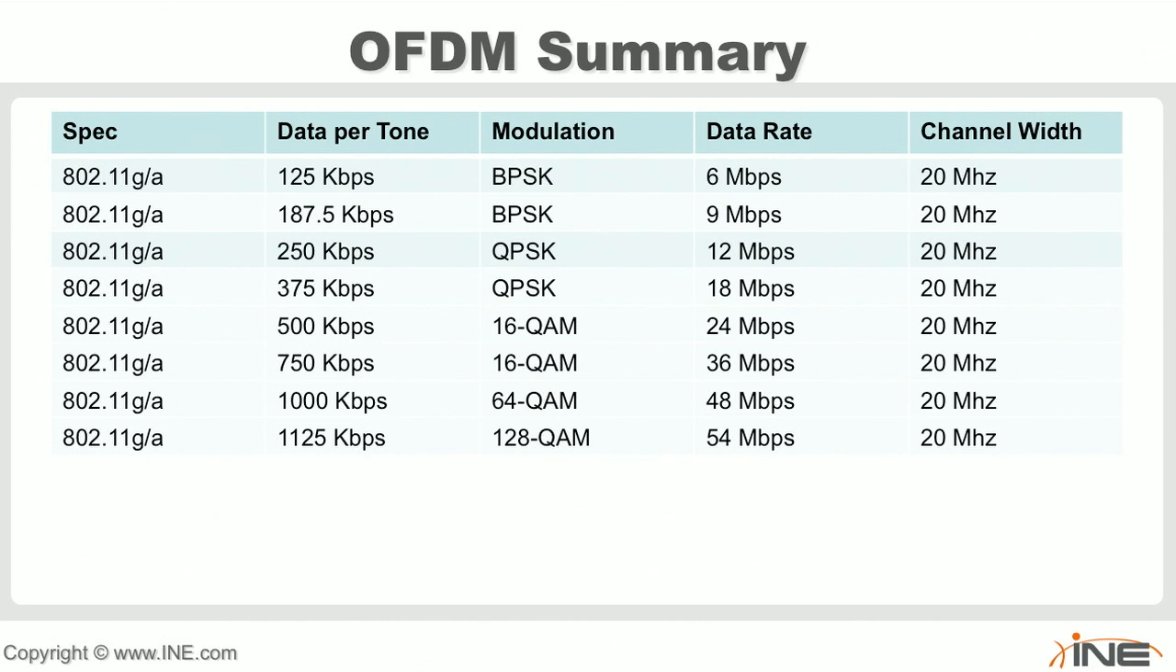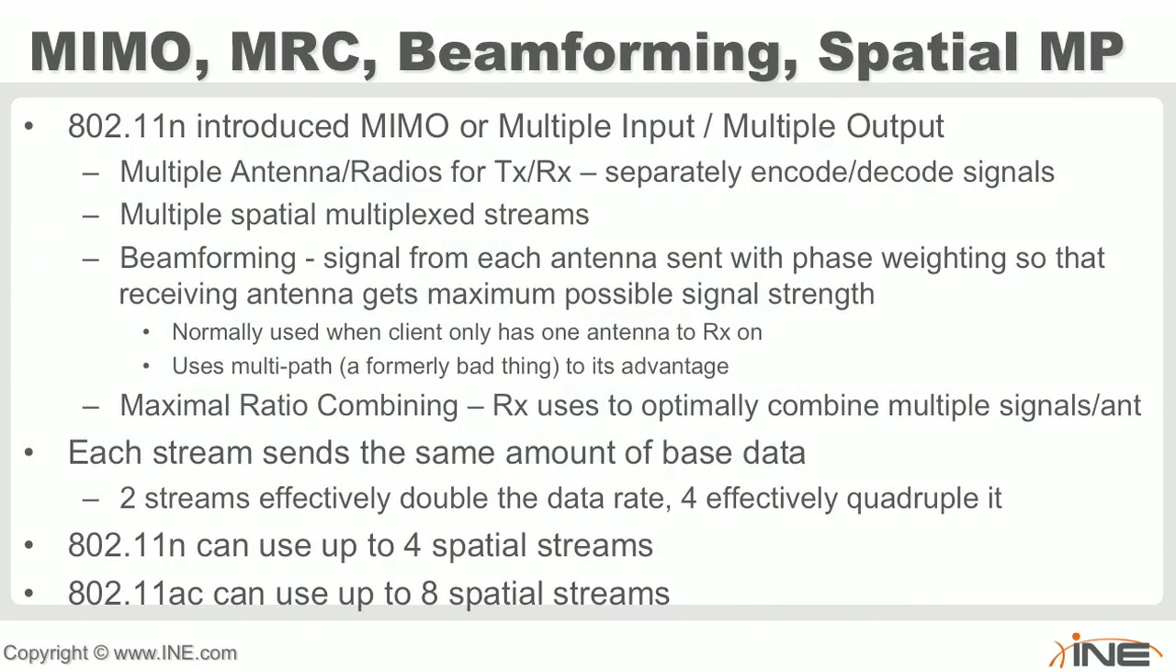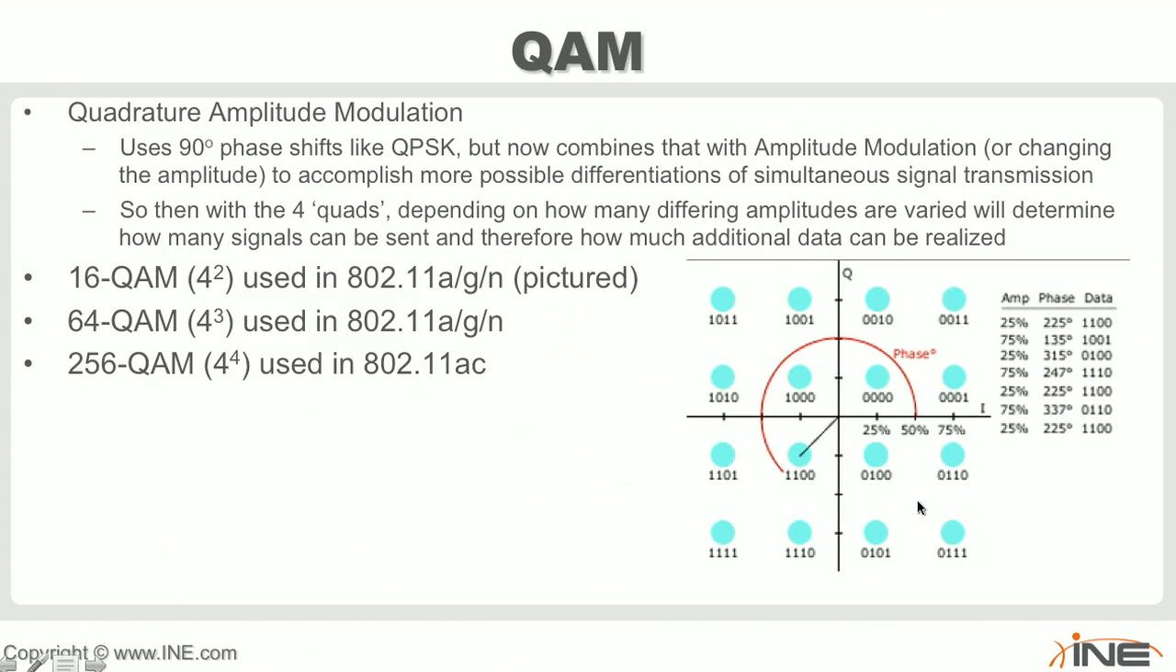Now, obviously 54 megabits per second wasn't fast enough for many people. Certainly not around 2007, 2008, 2009, when they began working on and finally ratified 802.11n. So now we have to come up with other ways. Not only can we have higher degrees of QAM, such as 256 QAM, which is actually used in 802.11ac for 1 gigabit transmission, but we can only do so much with the modulation.